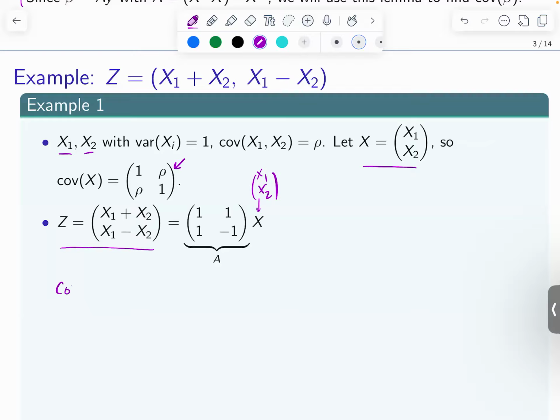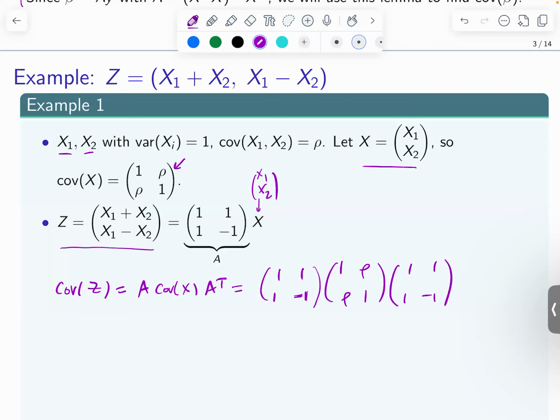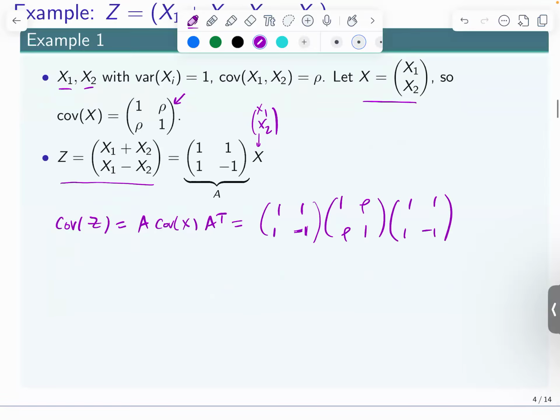And then if I want to calculate the covariance of z, what I end up having is A times the covariance of X times A transpose: 1, 1, 1, minus 1, then the middle term 1 rho, rho 1, and then the transpose of A, which happens to be the same as itself because it's a symmetric matrix. So you get this nice result. And then the rest is matrix multiplication.